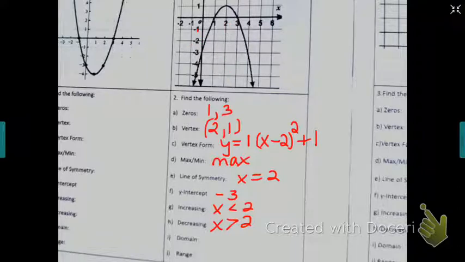All right, domain is always the same. So Luke, what's the domain? All real numbers. Yes. And Taylor, what do you think the range is? y is less than or equal to 1. Good. y is less than or equal to 1, because if I draw that line there at 1, the graph is below that, so less than or equal to.